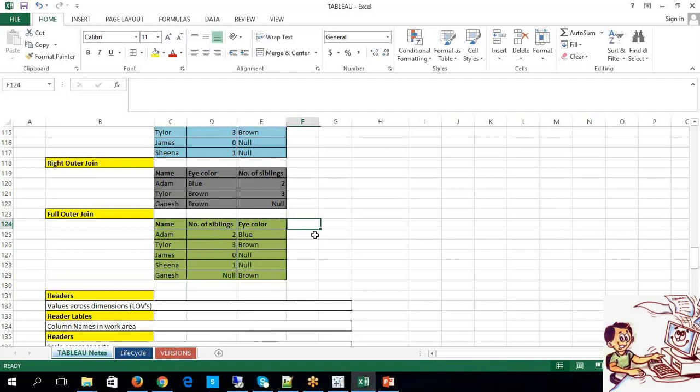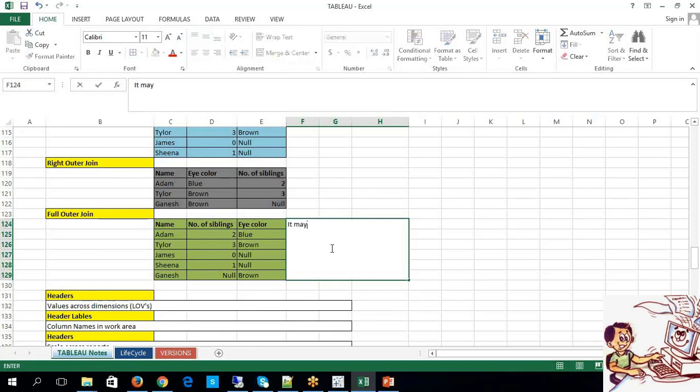But we have certain disadvantages with the full outer join. In case you are dealing with a huge volume of data, it may... Tell me, guys, is anyone of you aware of what the disadvantage of the full outer join is?